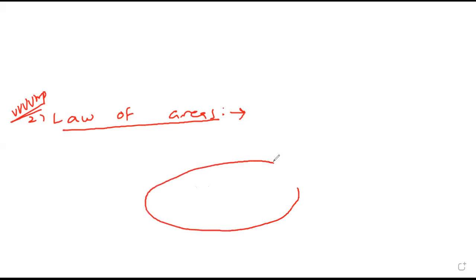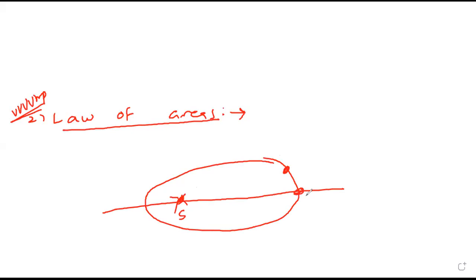This is mostly important even for MCQ. Law of areas. Law of area. Suppose this is an ellipse. This is the major axis. This is the sun situated at point S.